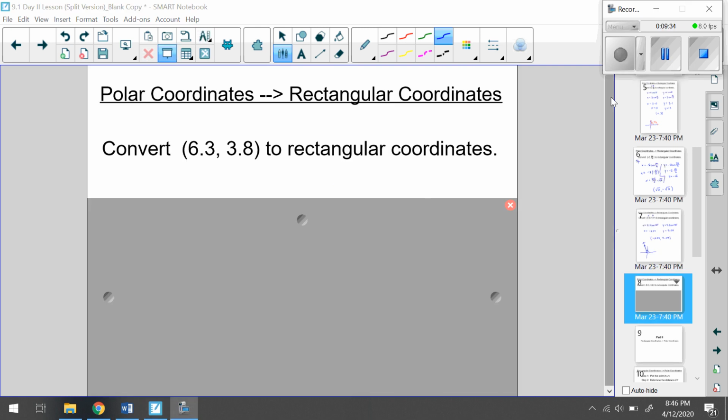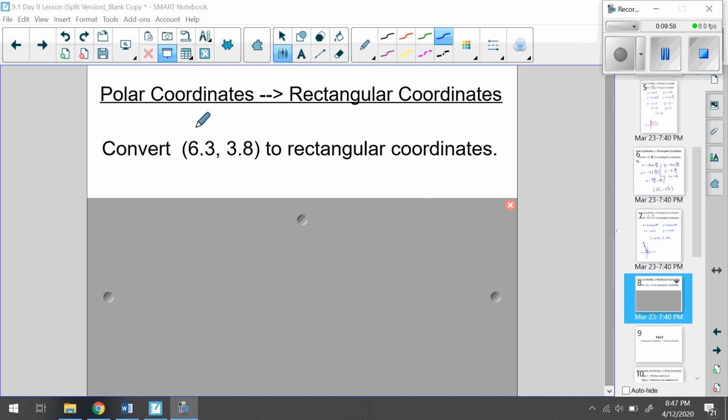Here's one last example for part 1. It says convert 6.3, 3.8 to rectangular coordinates. Now, when you first look at this, you might say, wait a minute, this looks like it's already rectangular coordinates. Both of these are numbers. I don't see an angle. But if this is in the directions in the book that says polar coordinates to rectangular, we have to assume that these really are polar coordinates. And I think they are.